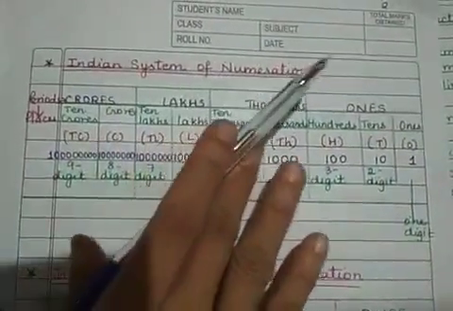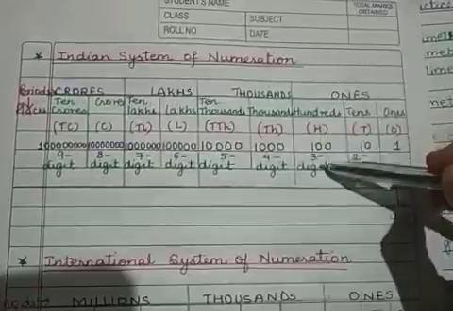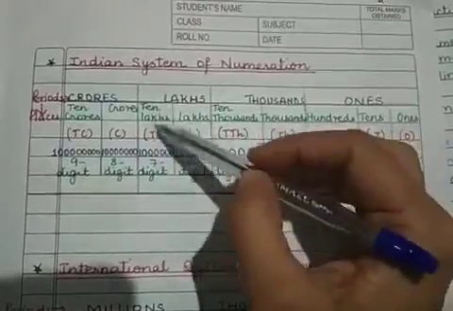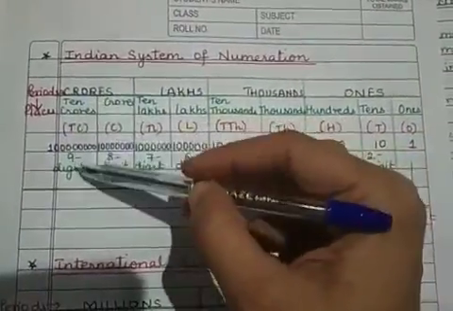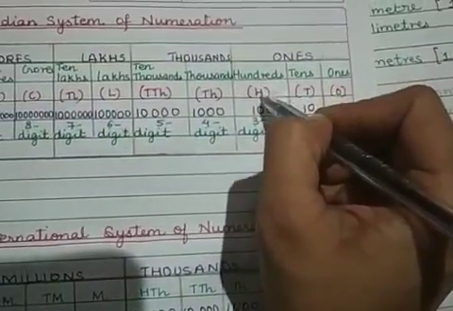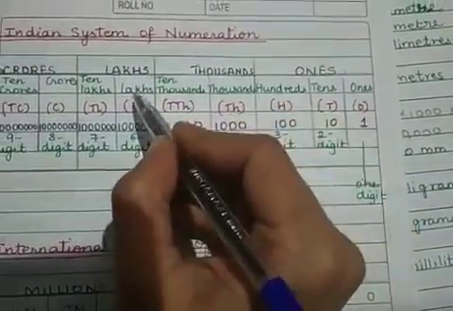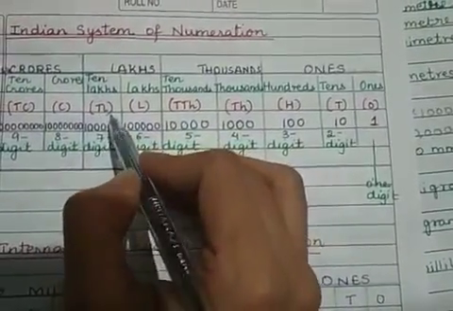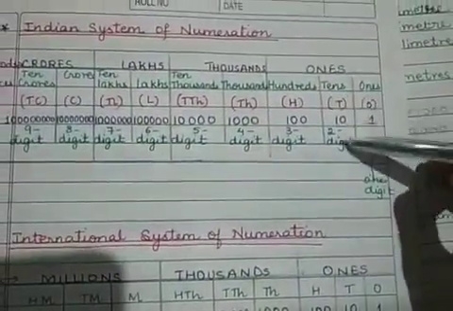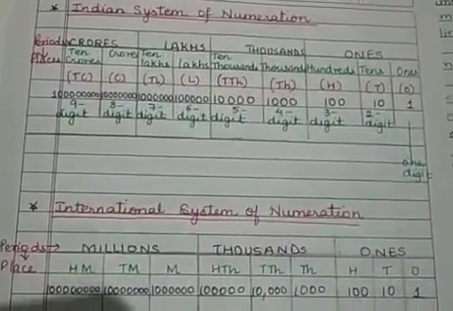So in the Indian system of numeration, you have ones, thousands, lakhs and crores. In the ones period you have 3 places, the thousands period has 2 places, the lakhs period also has 2 places, and the crores period has 2 places. Ones is denoted by O, tens by T, hundreds by H, thousands by TH, 10,000s by TTH, lakhs by L, 10 lakhs by TL, crore by C, and 10 crore by TC. So accordingly, you know how many digits there are in each of these. This is about the Indian system of numeration.